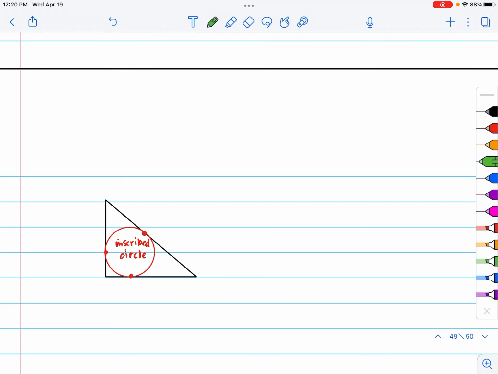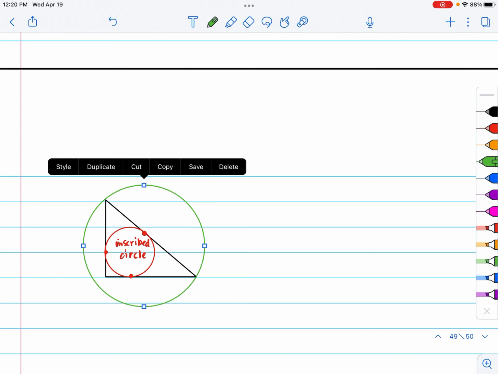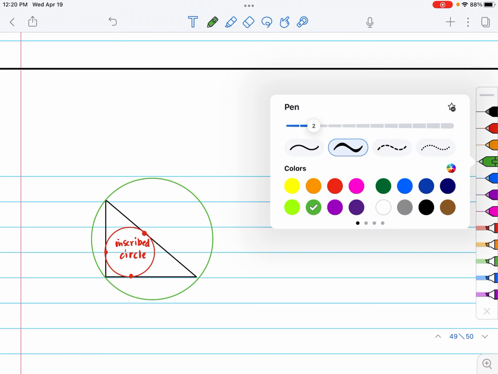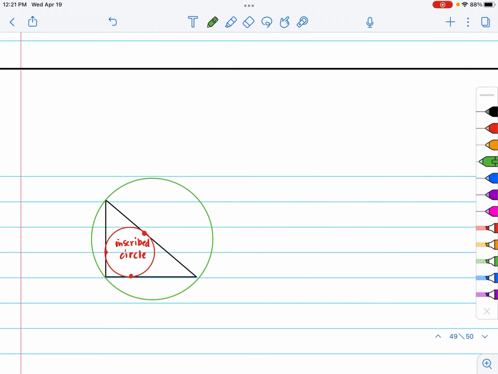Okay? And then in green, I'm going to draw a circle that is what we call circumscribed. Because if you think of circumference, it is on the outside of the circle. It's that line that makes a circle. This is what we call a circumscribed circle, meaning it contains the figure inside of it.